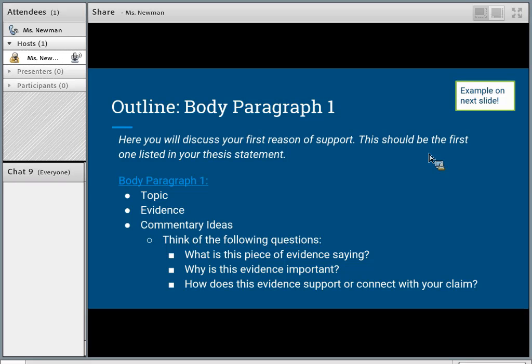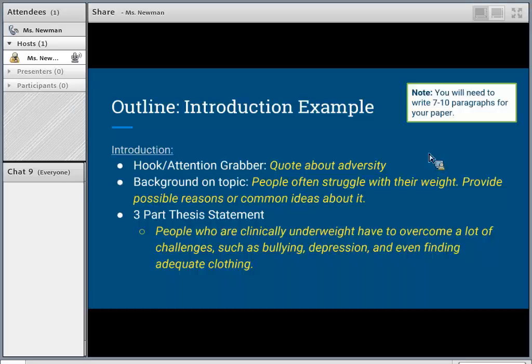So here are some questions you could ask yourself or answer in that paragraph. What is this piece of evidence saying? Why is this evidence important? How does this evidence support or connect with your claim? So think about whatever you choose to include. I'm going to go back to the previous slide here. Go back to your thesis. Does it support what you said in your thesis that you're trying to prove or say or discuss?